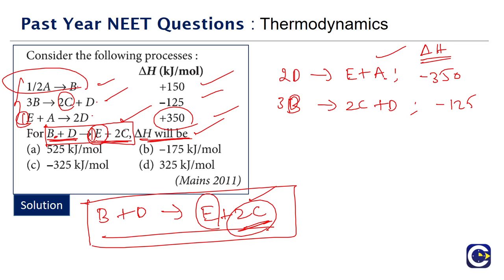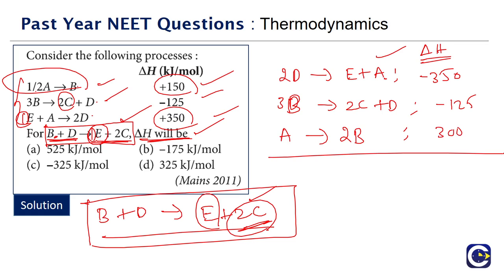So what should we do? We have to multiply equation 1 by 2. When we multiply, look what comes: 2 into half is 1, A gives rise to 2 into B, 2B. And because we are multiplying the equation by 2, its enthalpy will also be multiplied by the same value. So it will be 2 into 150, which is going to be 300.